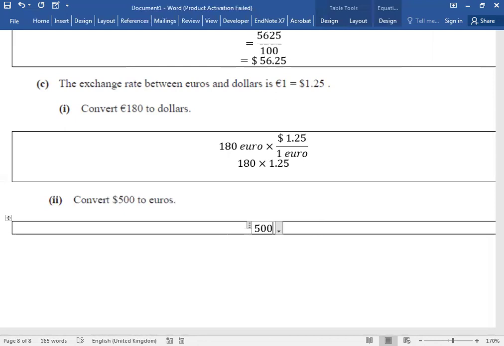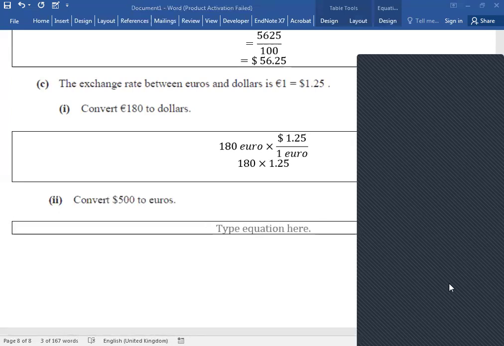Next is 500 euros have to be converted into dollars. $225.